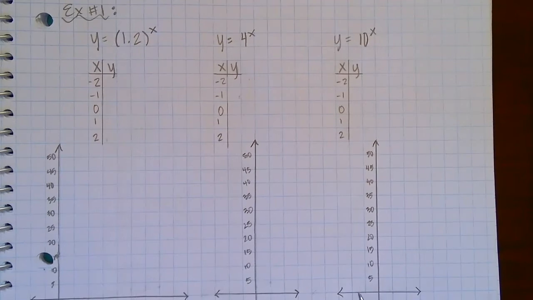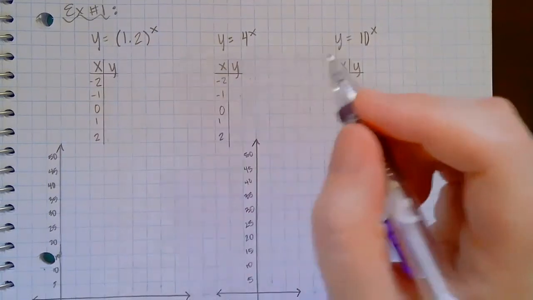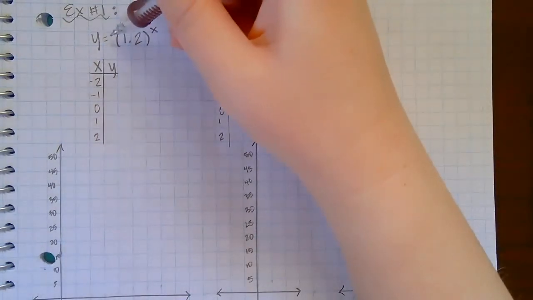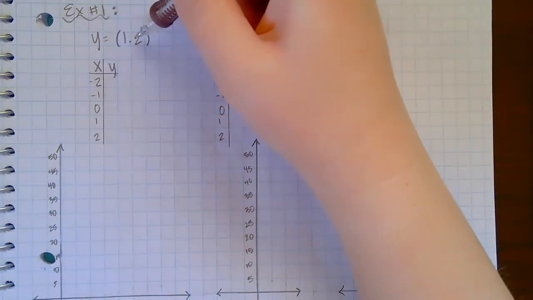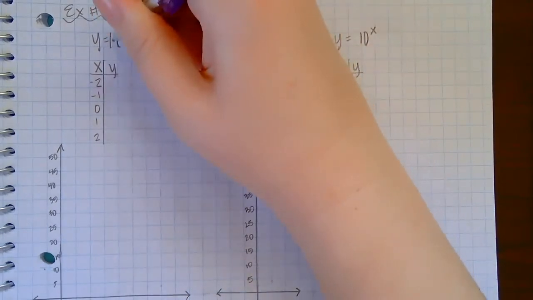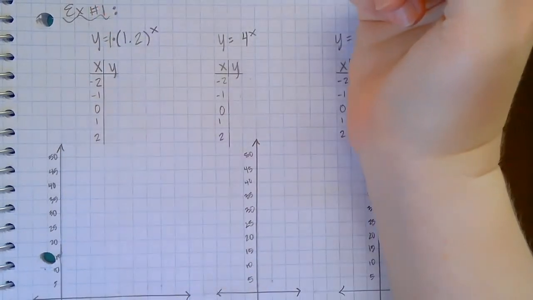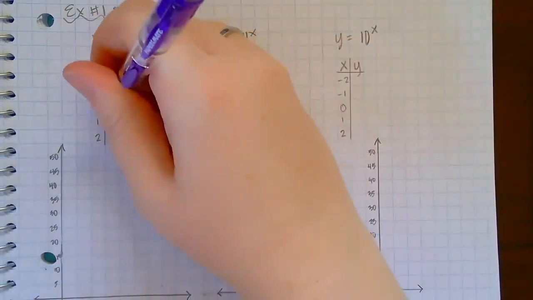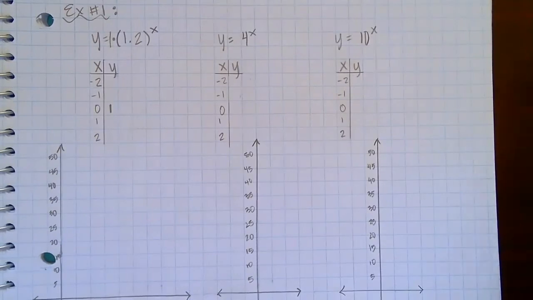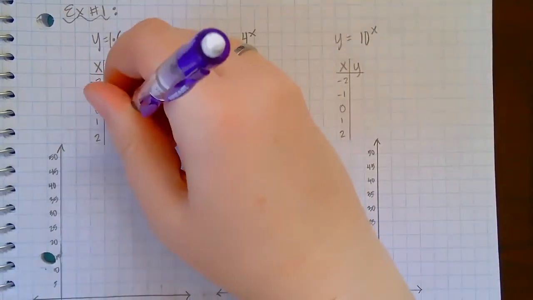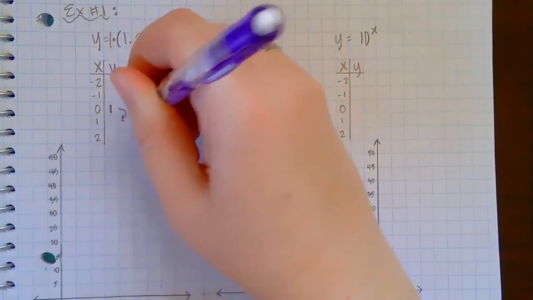Now, real quick before we start, I want to make a note. Remember, when there's no number in front here, we talked about this yesterday, it's not 0, because if it was 0 times something, that would give me 0. It's a 1 that's right there in the front, 1 times. So that means that my y-intercept is going to be 1. And then this is my multiplier, so it's going to be multiplying by 1.2 every time. So I'm going to times by 1.2 here.